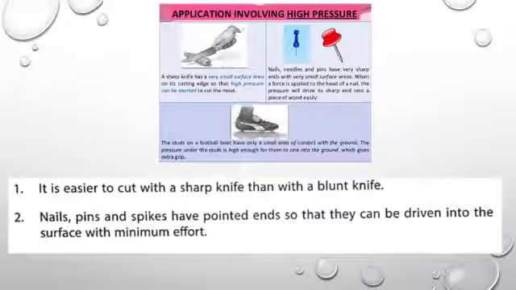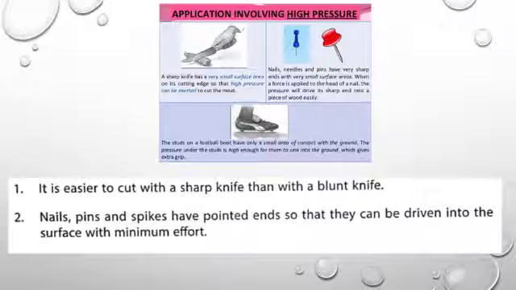Now, applications involving high pressure. It means what we have to do when we need more pressure. Then we have to decrease the area of contact. For example, it is easier to cut with a sharp knife than a blunt knife, because a sharp knife has a small surface area in contact, so high pressure can be exerted to cut any object.